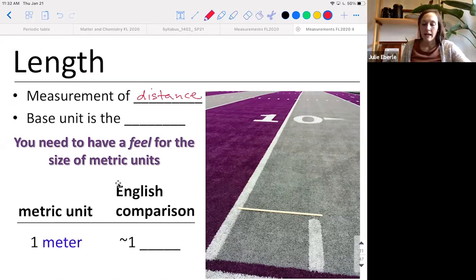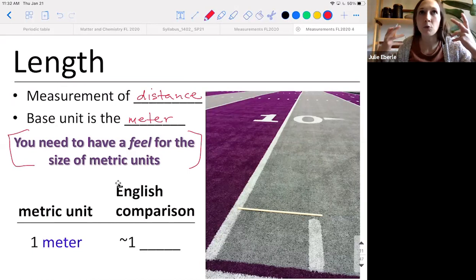All right, and the base unit, what is the metric unit for length? If you go back to that table, it was the meter. Now, right here in purple, it says I want you to have a tangible understanding for what a physical meter is, about how long that is.